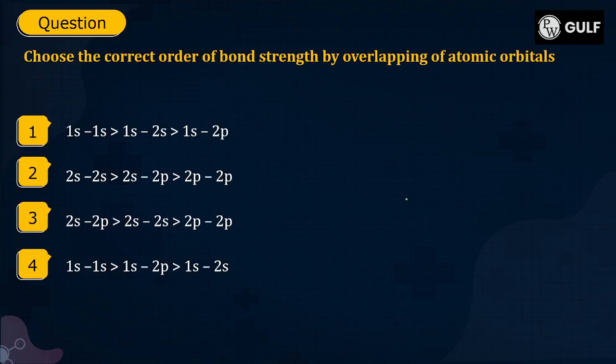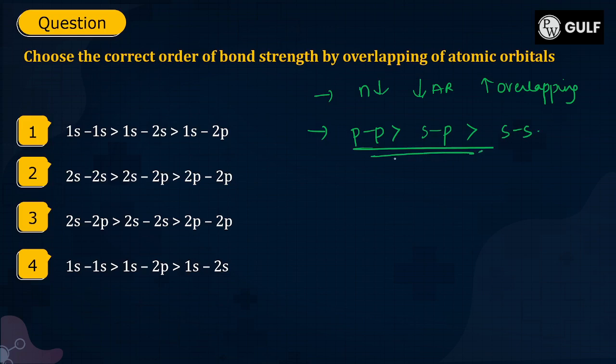Moving on to the next question, choose the correct order of bond strength by overlapping atomic orbitals. Now here I know you can get confused. But the first thing you need to keep in mind is, the lesser the n value, that is the principal quantum number, the lesser the atomic radius and the more the overlapping. The second thing, which you have already learned in VSEPR, is that in VBT, PP overlap is more than SP overlap, which is more than SS overlap.